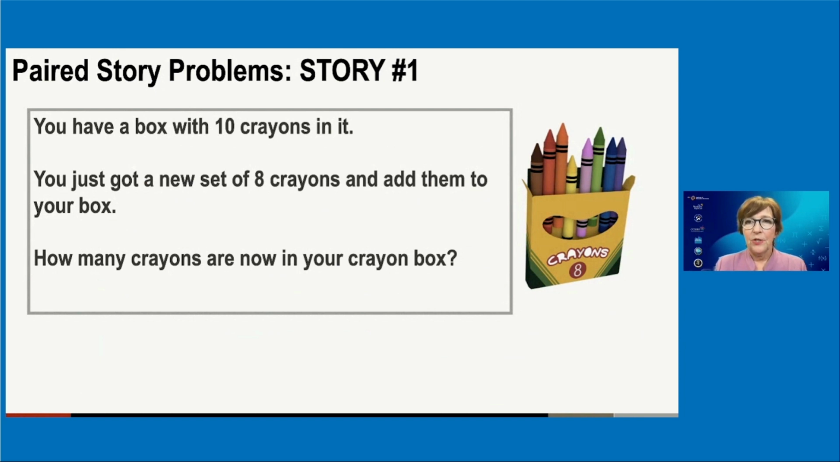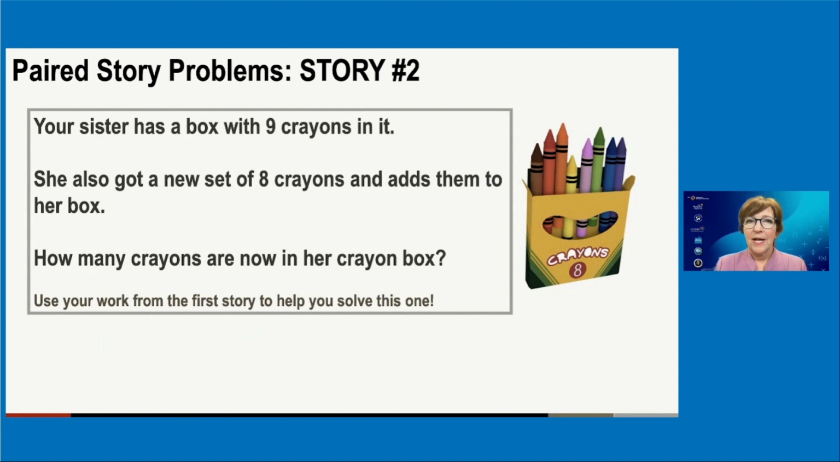And then go to story 2. Your sister has a box with 9 crowns in it. She also got a new set of 8 crowns and adds them to her box. How many crowns are now in her crown box? Use your work from the first story to help you solve this one.